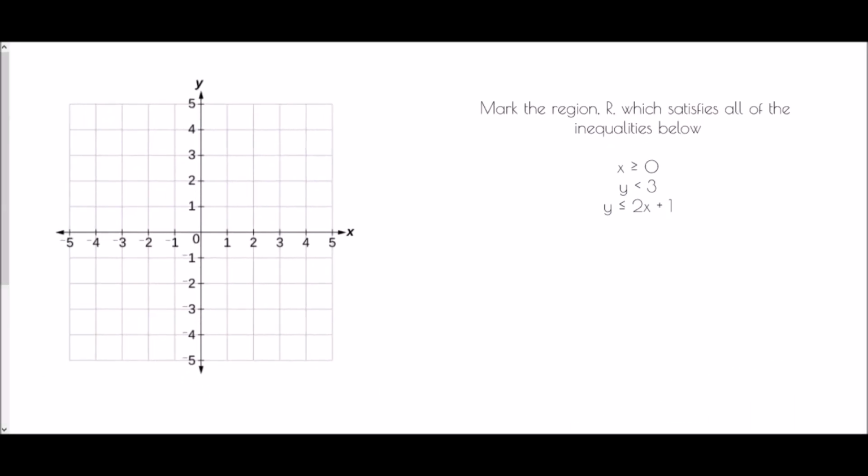So we'll do the same method again, this time for the three inequalities that x is greater than or equal to 0, y is less than 3, and y is less than or equal to 2x plus 1.